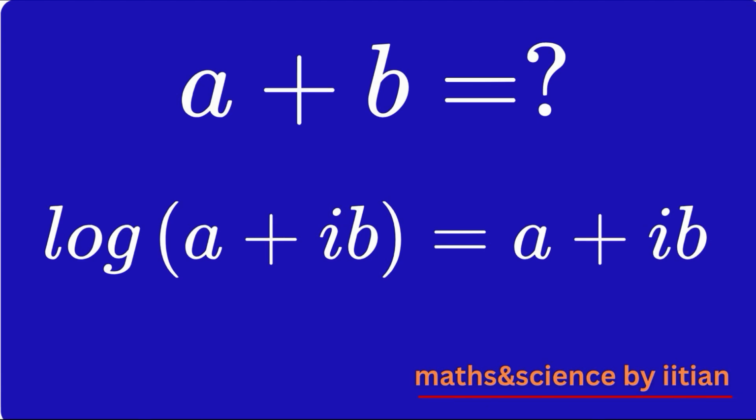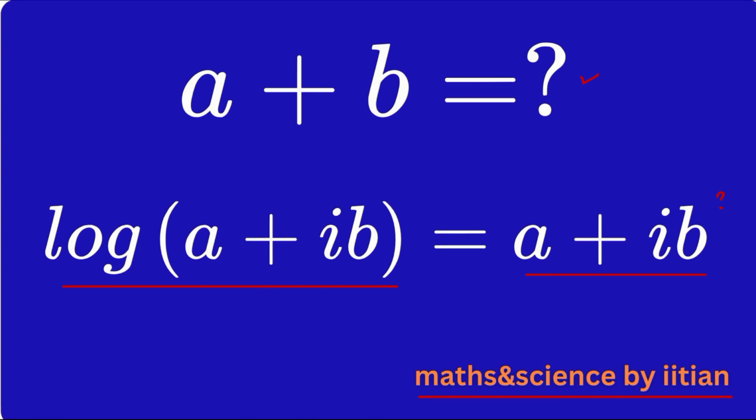In this lecture, I will be talking about finding a plus b when the natural logarithm of a plus ib is equal to the number a plus ib itself. Is it possible? We have to see. If possible, then what are the values of a and b, and what will be the value of a plus b? There are two approaches.